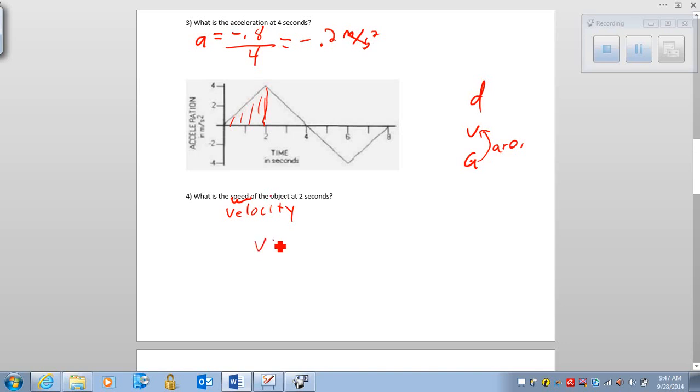So that means our velocity will equal 1/2 the base times the height. The base is 2, the height is 2. That's 2 times 2 divided by 2, which equals 2 meters per second. Very easy math. You just got to make sure you understand that DEVA concept.